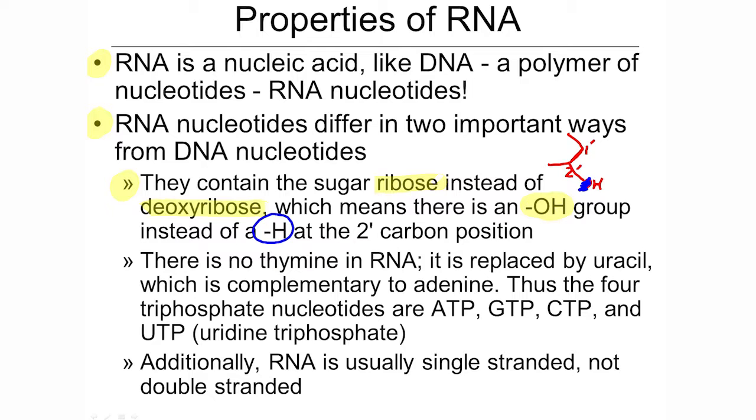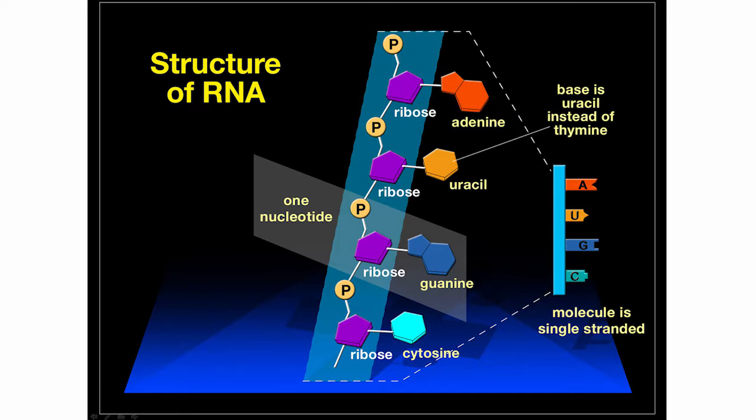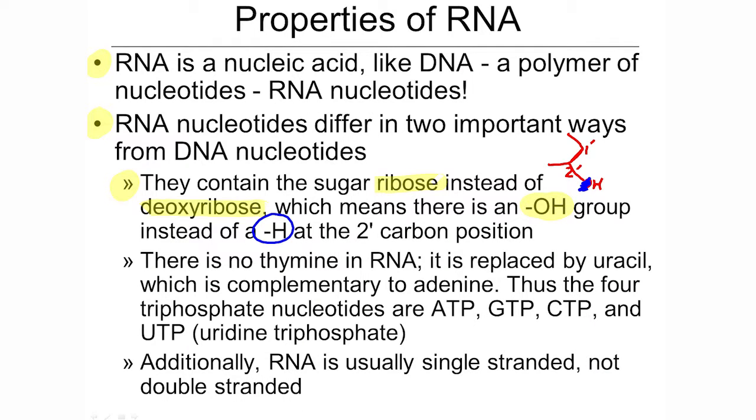If we skip ahead to a picture of a piece of an RNA molecule, here we have the base attached to the 1'. It's not drawn here, and the 2' is sort of going over the ribose there, but in RNA there is a hydroxyl group, an OH group there. In DNA you would just see the H. So that's one major difference.